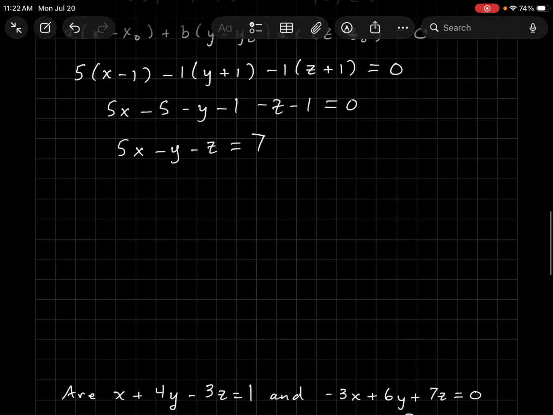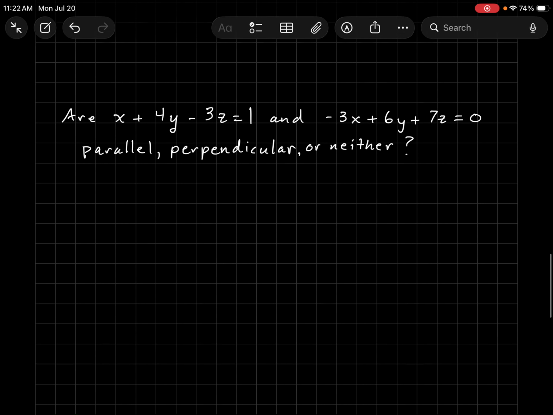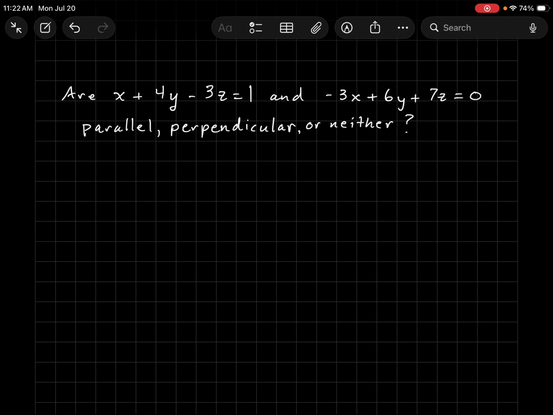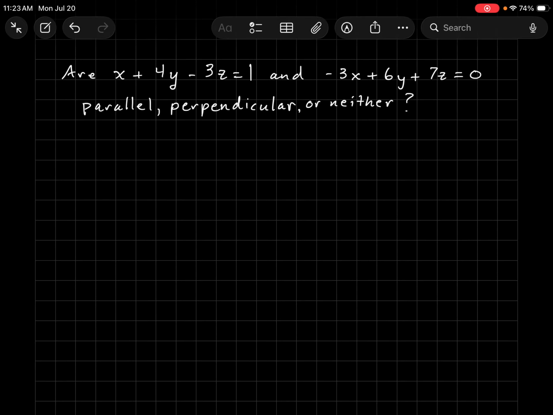Let's try a different type of equation. That is a different type of problem. Consider two planes, x plus 4y minus 3z equals 1, and negative 3x plus 6y plus 7z equals 0. Are these two planes parallel, perpendicular, or neither?